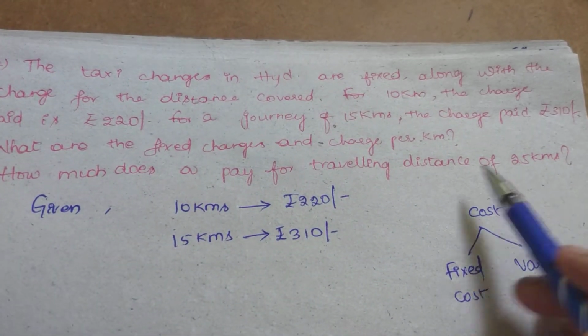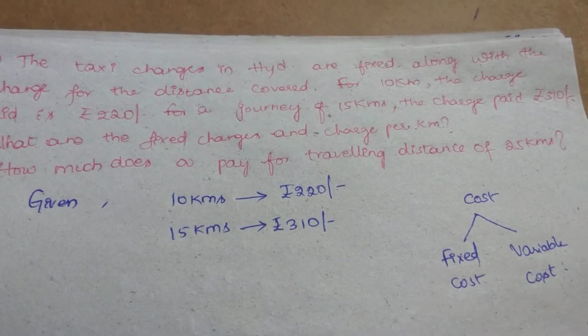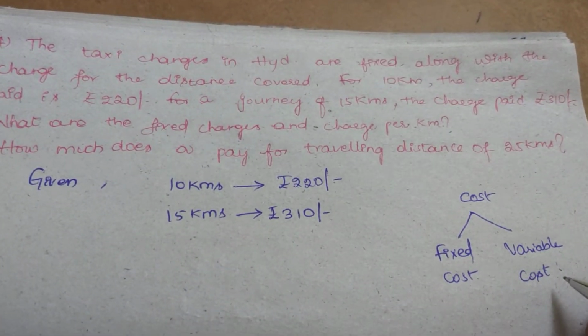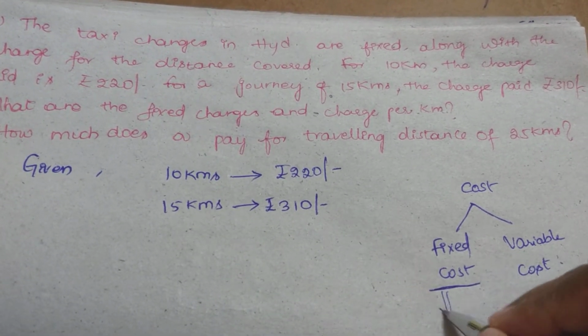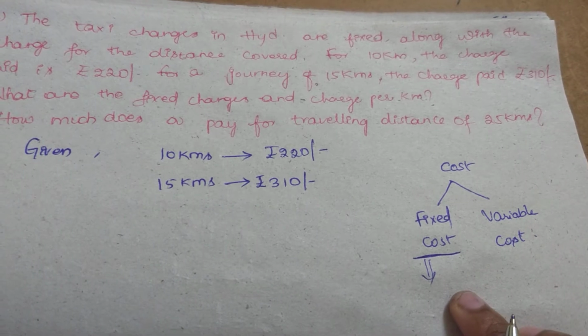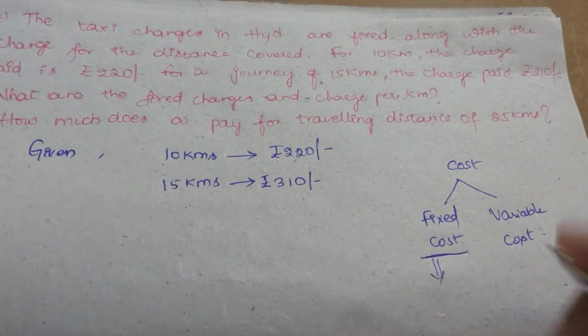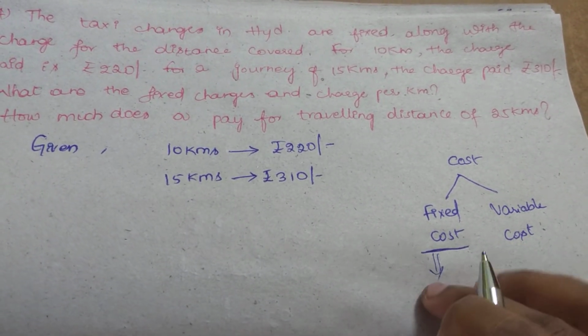So here in the cost, there will be two types of cost. One is fixed cost and one is variable cost. What is fixed cost and what is variable cost? Fixed cost is nothing but the cost that remains the same irrespective of the distance traveled. The cost that remains the same irrespective of the distance that is traveled.